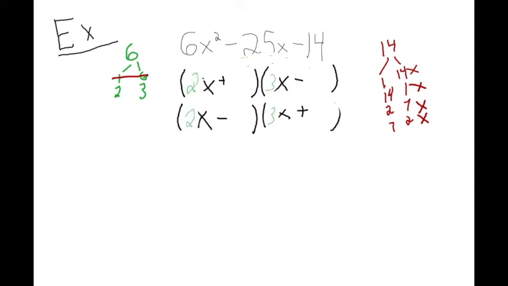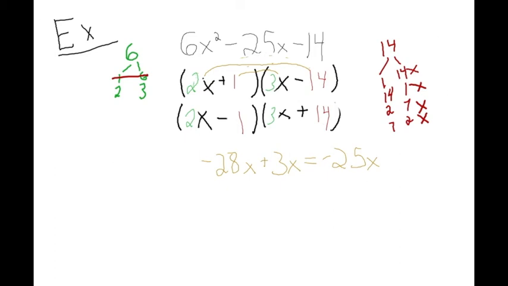All right, let's go through them all. First, let's test 1 and 14 again. We're going to have 2x times negative 14 and 1 times 3. 2x times negative 14 is going to give a negative 28x, and 1 times 3x is going to give a positive 3x. Added together, it's going to give a negative 25x, which is exactly what we're looking for. Therefore, that is our winning combination.